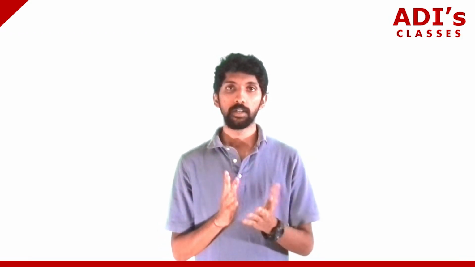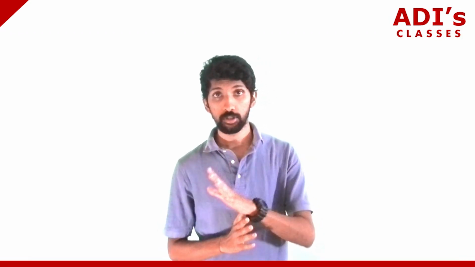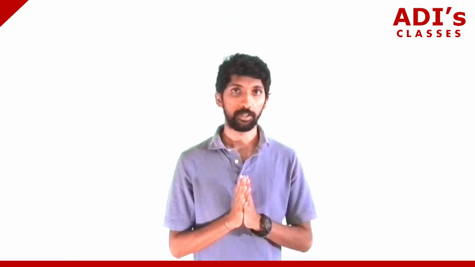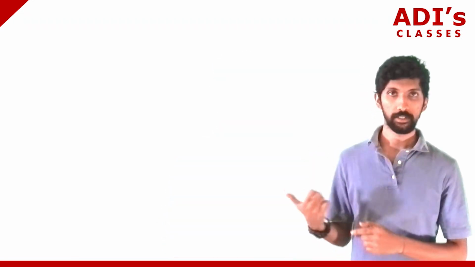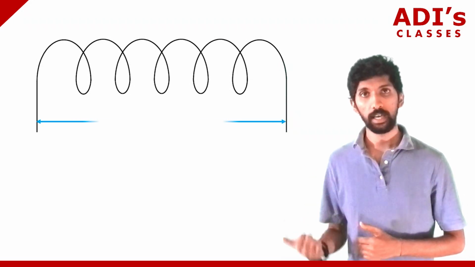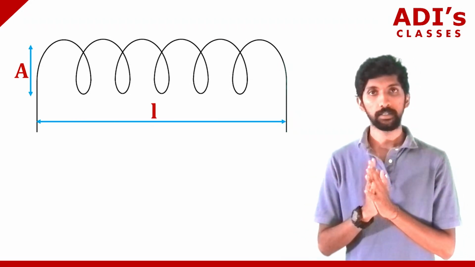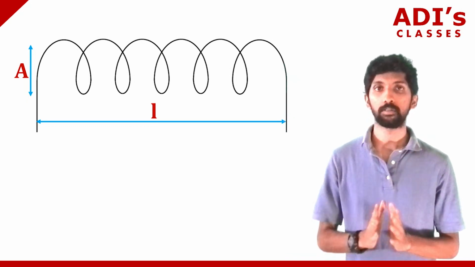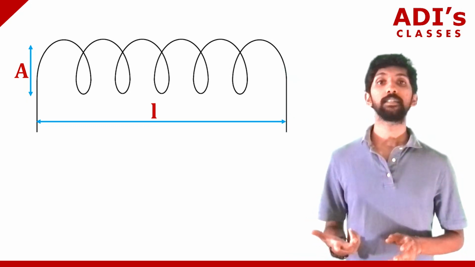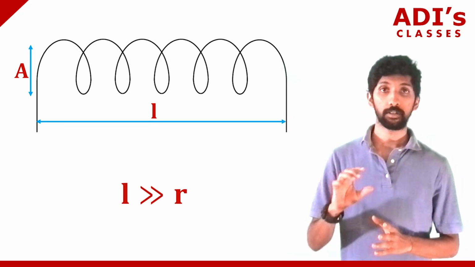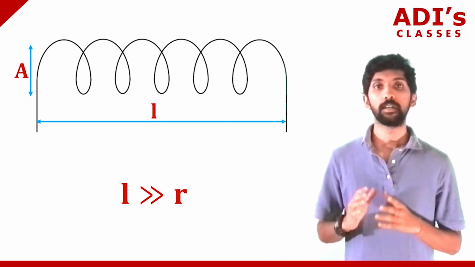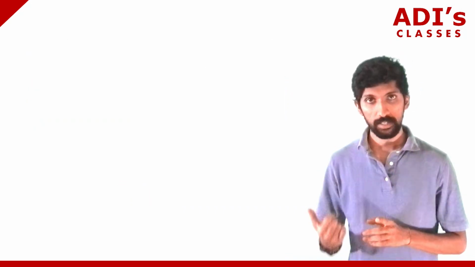For this, we'll have to consider the flux which is going through the loops in a particular solenoid. Look at this solenoid. We have the length to be L and the area of cross section to be A. Now, we are considering a very long solenoid, meaning the length is very big compared to that of the radius.